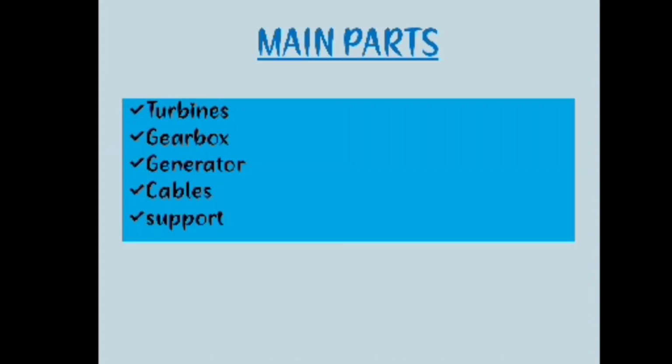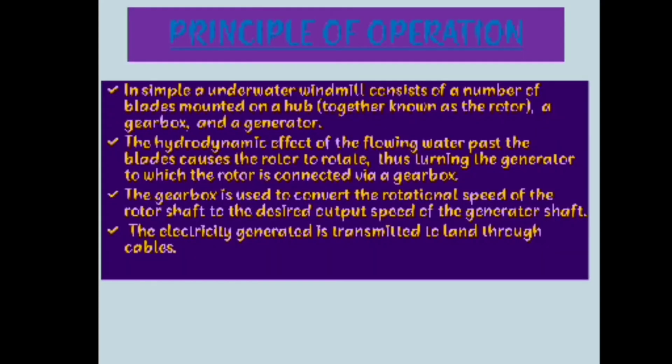The main parts of this windmill are turbines, gearbox, generator, cables, and support. Principle of operation: a simple underwater windmill consists of a number of blades mounted to a hub, a rotor, a gearbox, and the generator. The hydrodynamic effect of the flowing water past the blades causes the rotor to rotate. Thus, the generator connected by a gearbox is turned. The gearbox is used to convert the rotational speed of the rotor to the desired output speed of the generator shaft. Thus, the electricity generated is transmitted to land through the cables.